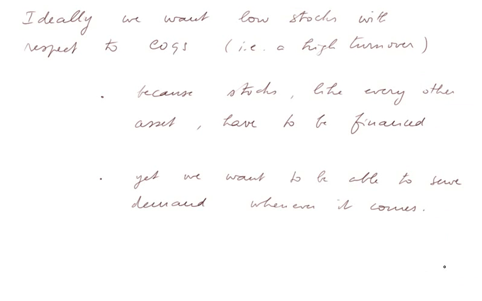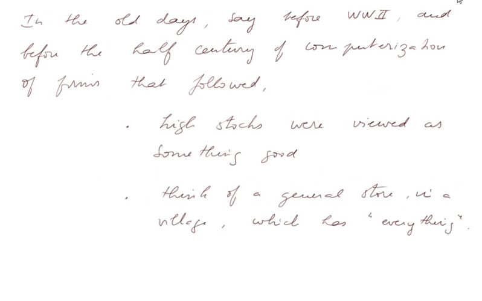Ideally, we want low stocks with respect to COGS, i.e. a high turnover. Why? Because stocks, like every other asset, have to be financed. And yet we want to be able to serve demand whenever it comes. In the old days, say before World War II, and that is before the half-century of progressive computerization of firms that followed, high stocks were viewed as something good. Think of a general store in a village in some remote region which has everything.